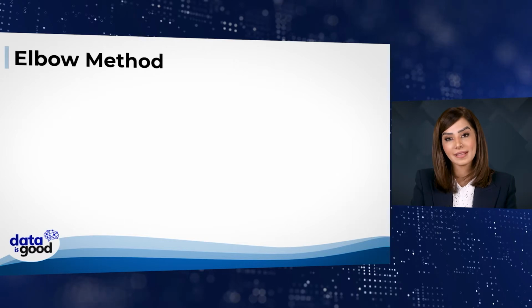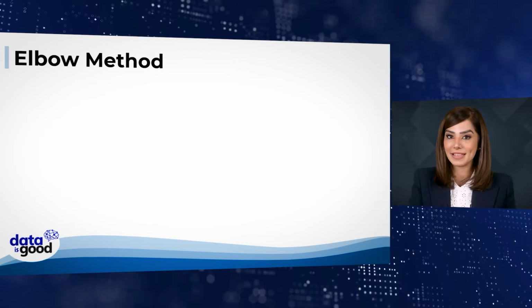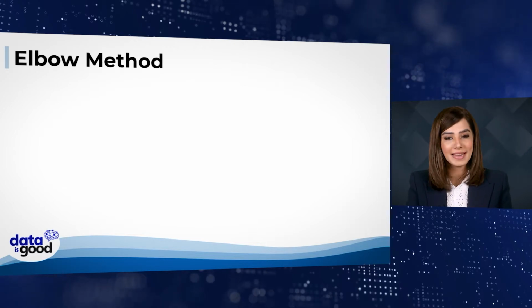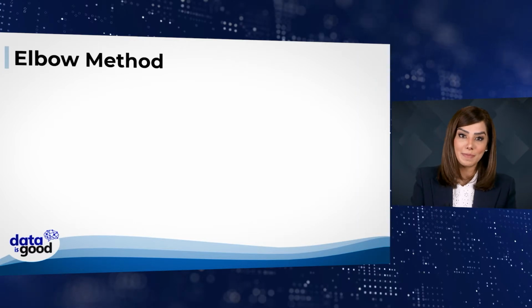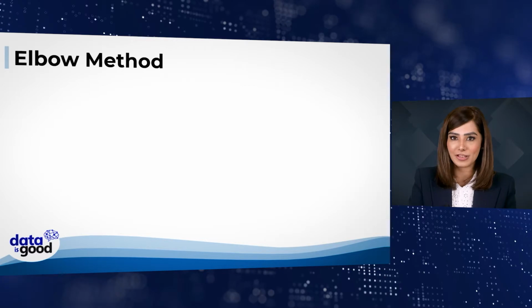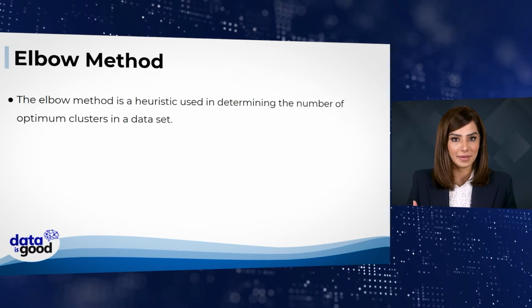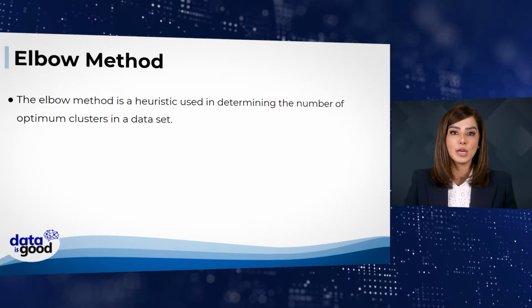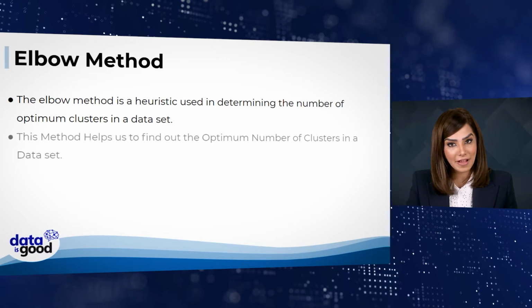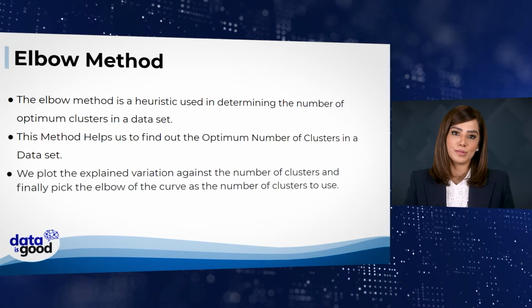Now, the big question which you must have got in your mind is, how are we going to find it? So, for finding the best or optimal value of K in K-means clustering, we can use the elbow method. Let's try to understand how this elbow method is going to help us find the best value of K for implementing K-means clustering analysis. The elbow method is a heuristic method. In this method, we plot the explained variation against the number of clusters and finally pick the elbow of the curve as the number of clusters to use.